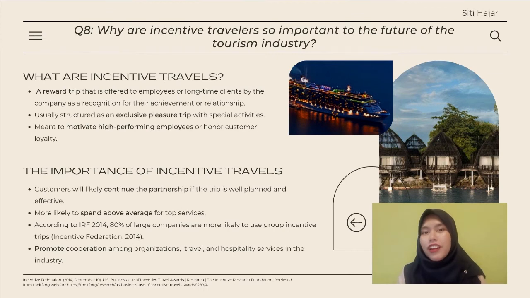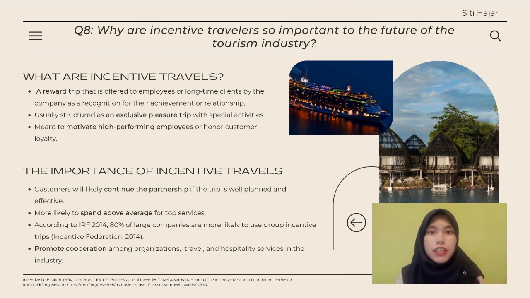Question 8. Why are incentive travelers so important to the future of the tourism industry? So first of all, what are incentive travels? It is a reward trip given to employees or special long-time clients by a company in recognition of their achievements or relationship. For example, completing a difficult project, reaching a sales target for the year, or having served in the company for 3 decades.